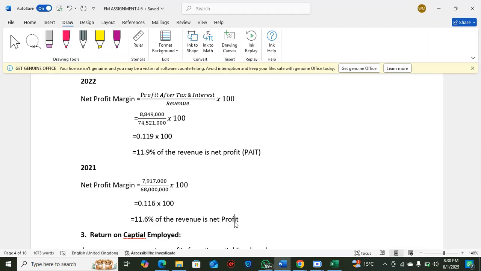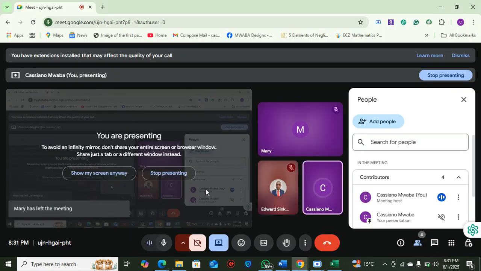So even here, if we round off these figures, 11.9 and 11.6, we're still coming back to 12. So in terms of net profit margin, again, this company is still stuck. It is still at the same level.